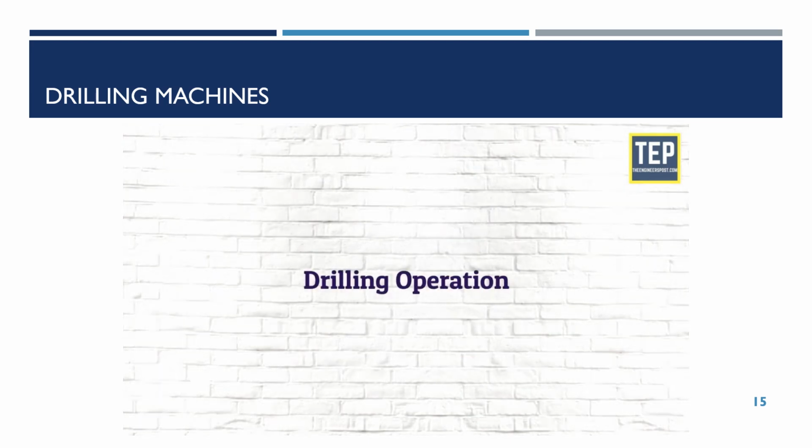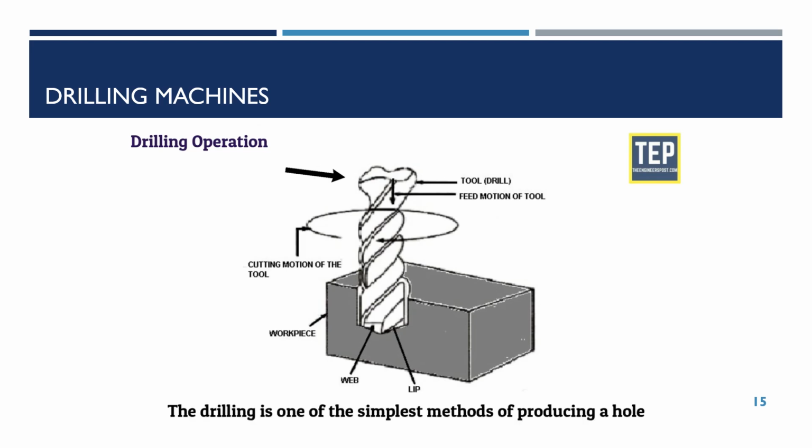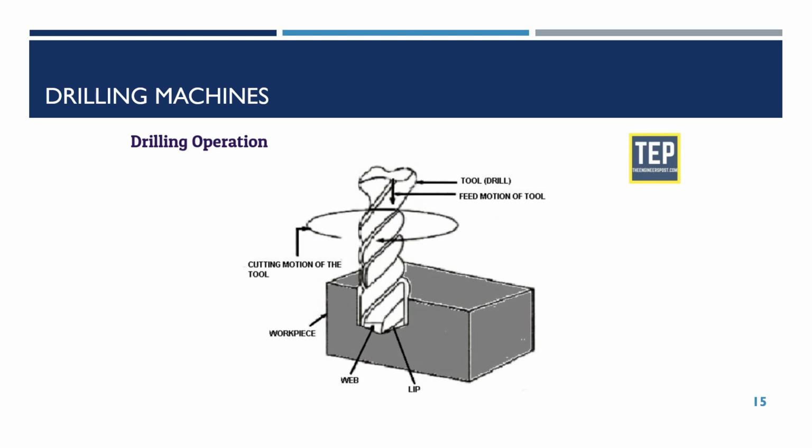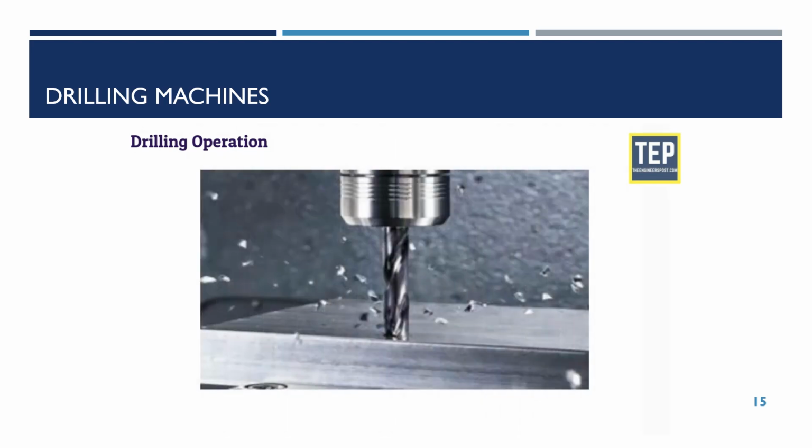Drilling operation. Drilling is the operation of producing a cylindrical hole by removing metal from the rotating edge of a cutting tool called the drill. The drilling is one of the simplest methods of producing a hole. The center of the hole is located on the workpiece by drawing two lines, and then the drill point is pressed at this center point to produce the required hole. The internal surface of the hole generated by drilling becomes rough, and the hole is always slightly oversized due to the vibration of the spindle and the drill.